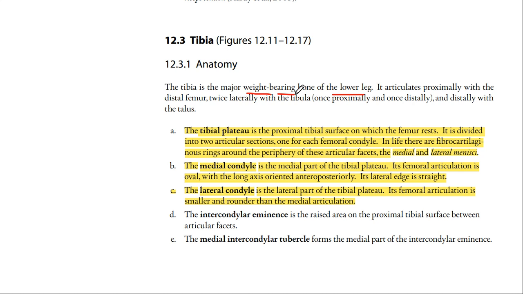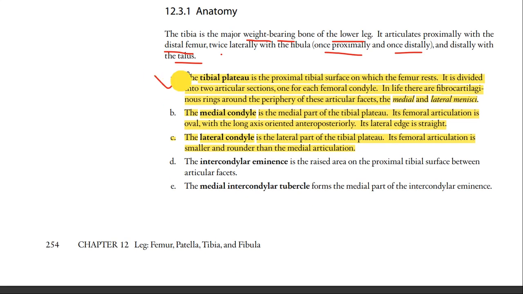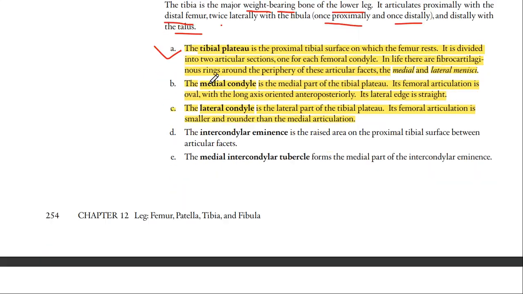Now it articulates proximally with the distal femur. So the distal end of the femur articulates with the tibia, and laterally with the fibula twice, once proximally and once distally. So from the head also it is associated with fibula, and from the distal end also the bones are set together, and distally with the talus. First important landmark is the tibial plateau.